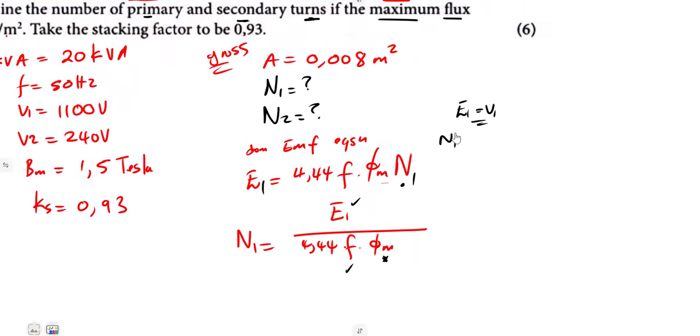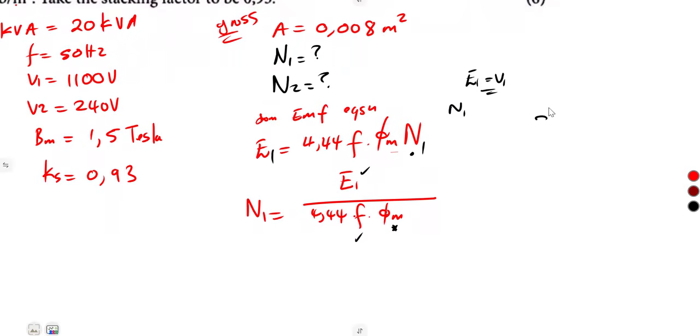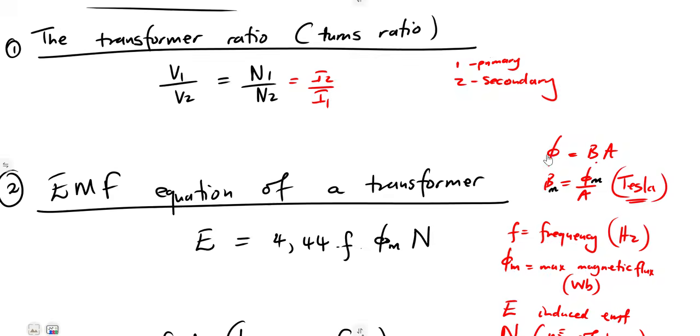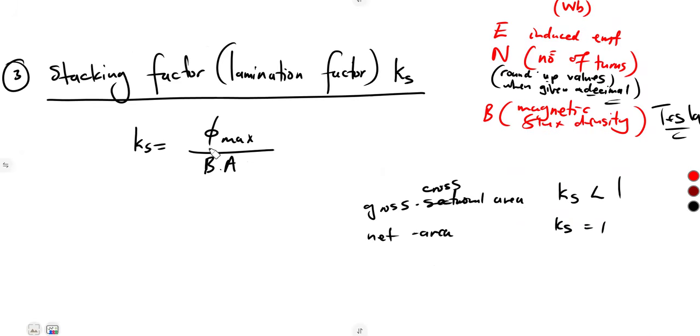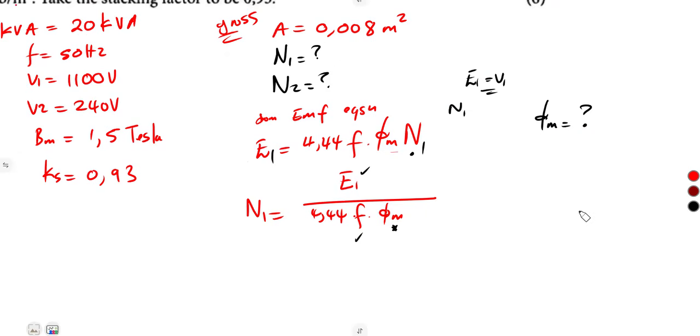You have to ask yourself now, from the information that you're given, how can we obtain the maximum flux? All right, is there any information? All right, let's check. Since we have got the staking factor, there is a maximum flux here. We can make the maximum flux the subject, and it is going to be simply equal to the product of B times A times Ks. It's mathematics, guys. Play around, change of subject, like that.